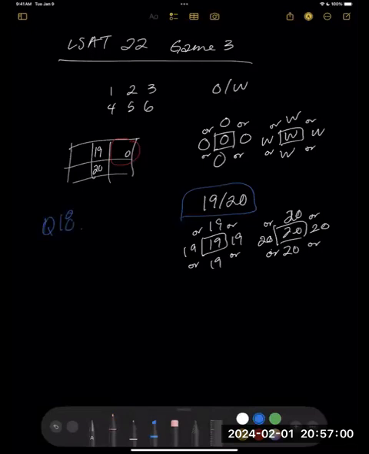Question 18. If exactly 2 paintings are oils, okay, so 2 oils would mean 4 watercolors, and 2 paintings are 19th century, which means 4 of them are 20th century. Okay. Which one of the following must be false?